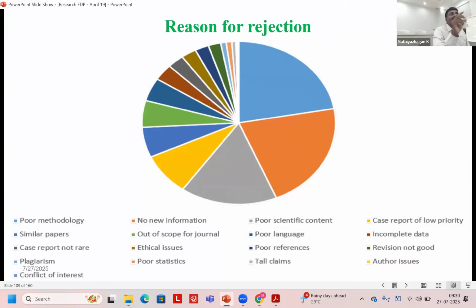Listen here, plagiarism means word similarity, not information similarity. Will you be able to understand? Plagiarism is checked by software. It will check the database for similarity, whether the same words are there or not, but not the information. But similar papers means similar kinds of information are available in the existing papers. Okay.